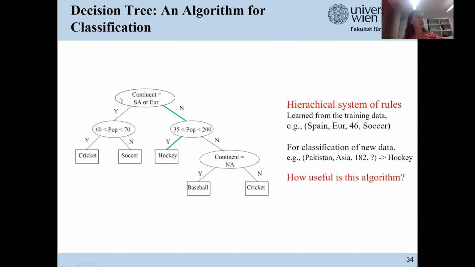The first node asks if the continent is South America or Europe. No, this is not the case. Therefore, we go down this path. Then we have a split, a test on the population. And since the population of Pakistan falls into that area, our algorithm predicts that the favorite sport of Pakistan is hockey.